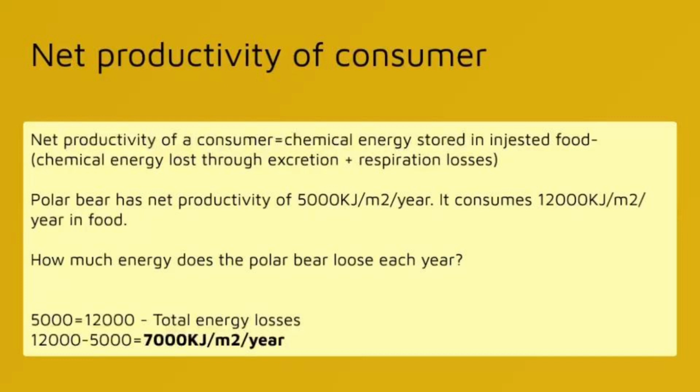So in this example, if we have a polar bear that has a net production of 5,000 kilojoules per meter squared per year, and it ingests 12,000 kilojoules per meter squared per year, we can then use the equation that I just said to calculate what its losses are. So this will be the respiration losses and also losses through urination and feces. So that will be 5,000 equals 12,000 minus the losses. So we can rearrange that equation and do 12,000 minus 5,000 to get the total losses, which will be 7,000 kilojoules per meter squared per year, which will be the amount of energy that is lost.